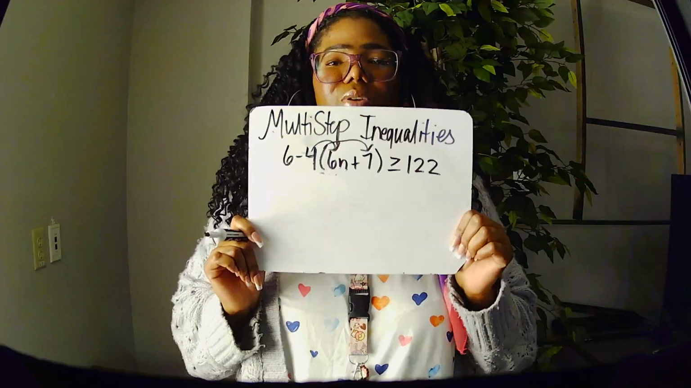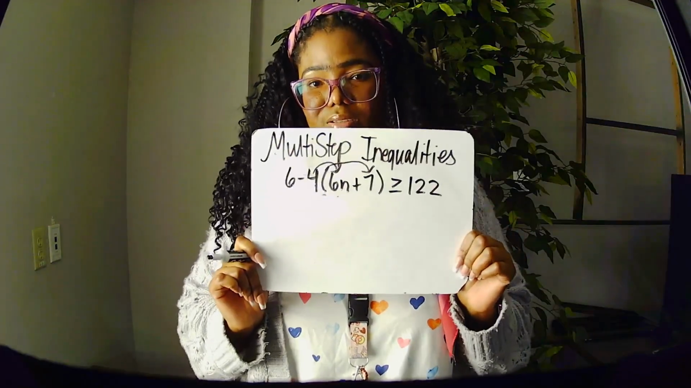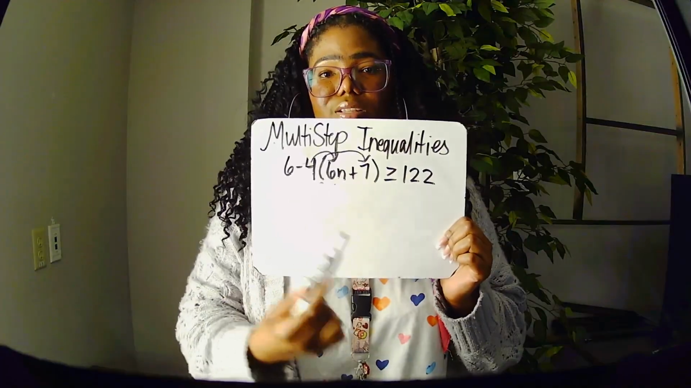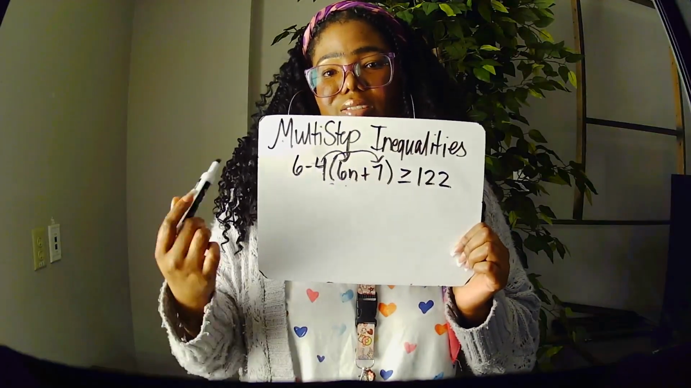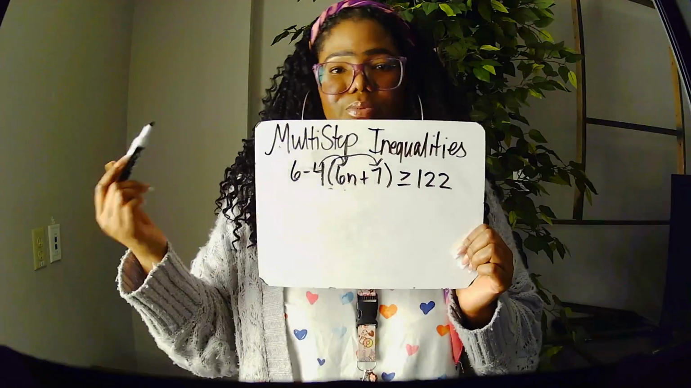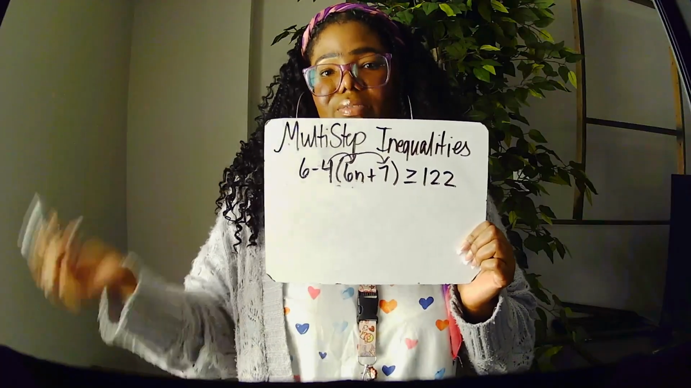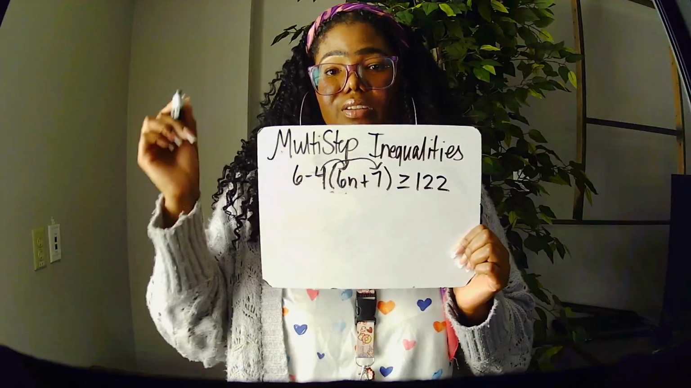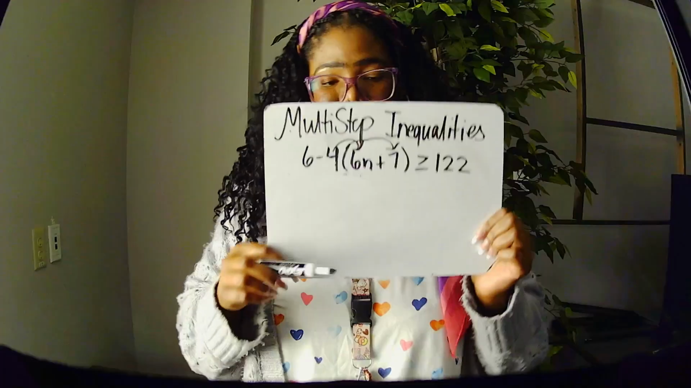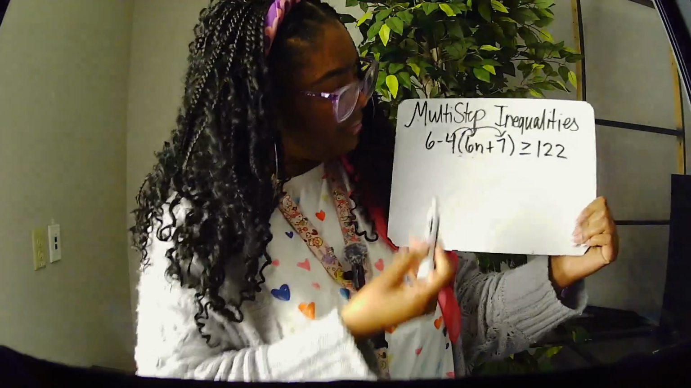This Wednesday morning, we will be exploring multi-step inequalities, where we'll be moving numbers across the inequality symbol. And some numbers will change to positive, some numbers will change to negative, and if we are dividing by a negative number, we will end up flipping the signage at the end. So let's look at what we have here.